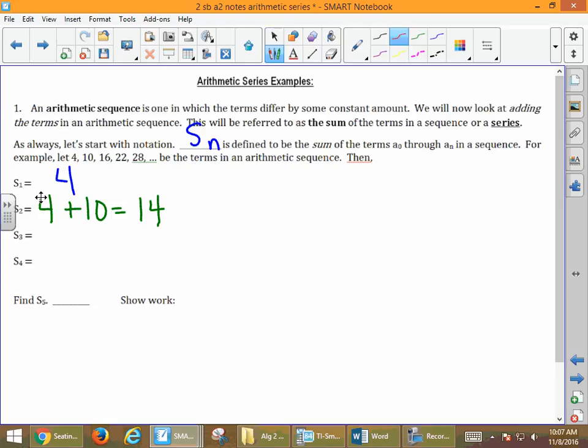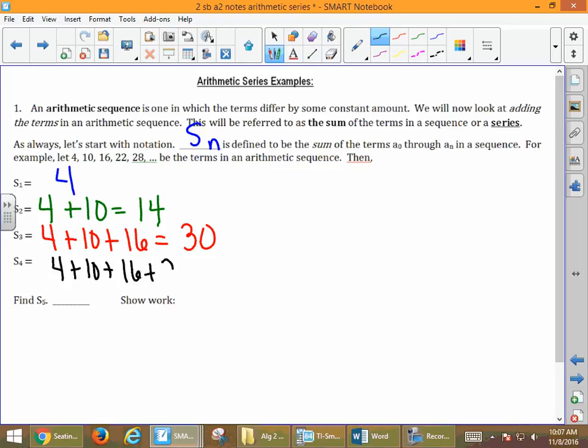And you might see the pattern already. Sum of 3 values. Well, that means we're going to take 4 plus 10 plus 16. And you can type it in your calculator if you need to, but we get 30. So sum of 4 is 4 plus 10 plus 16 plus 22. The first term, the second term, the third term, the fourth term, and we get 52.